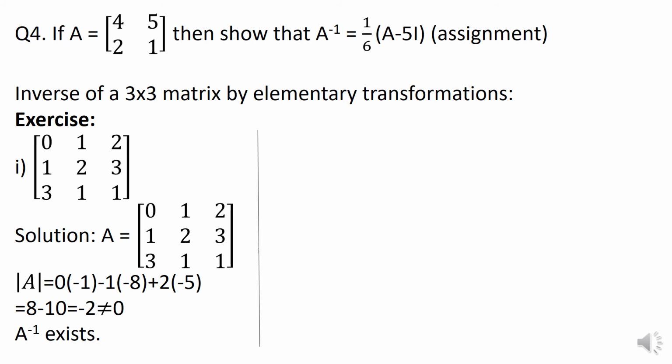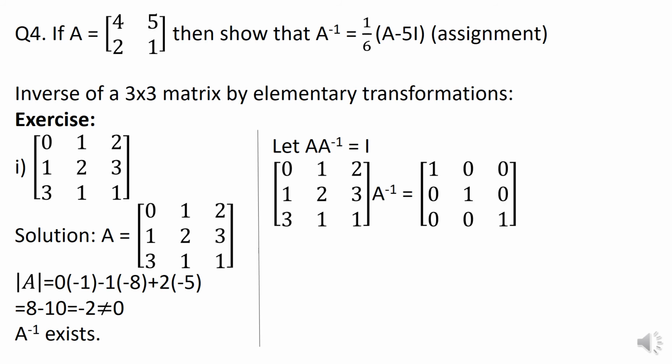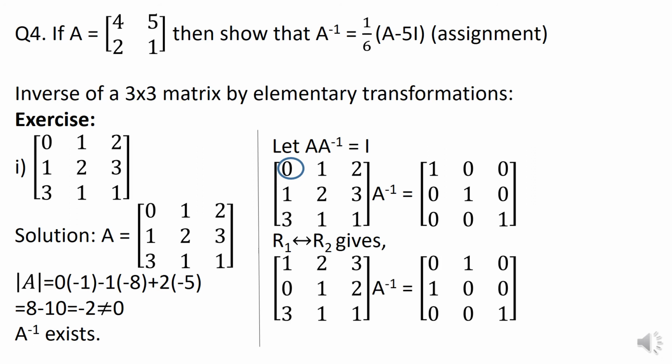Thus we conclude that A inverse exists. So A into A inverse is equal to I. We write the corresponding matrices on the LHS and the RHS. Now we want to convert this 0 into 1 in the first step here. Now this can be easily done by just interchanging R2 and R1. As you can observe, R2 has 1 in the corresponding position there. If we just interchange R2 and R1 like this, we get 1 in the proper position over there.